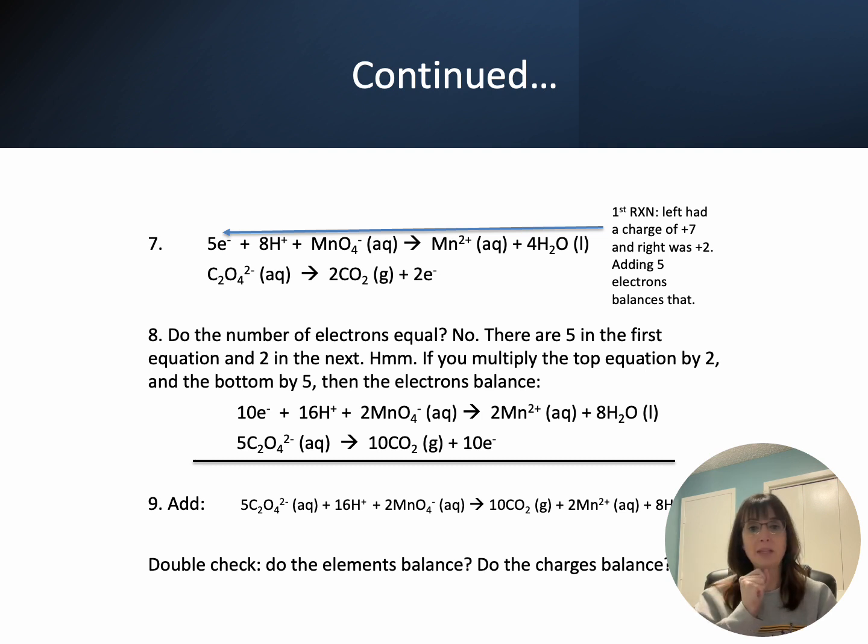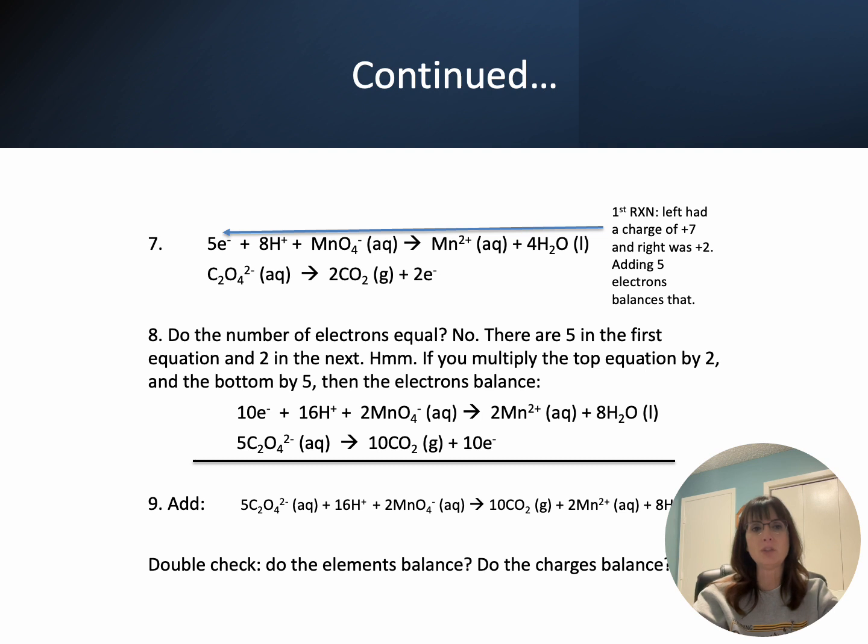We need to make them be the same number. Take the one that's higher, more positive, add electrons to bring it down. So by adding 5 electrons to that side, we make this 7 go down to a 2. And then notice the other one, you've got negative 2 on the one side and nothing on the other. So take the other side, which is 0, and add 2 negatives to bring it down. So now we've got completely balanced half reactions.